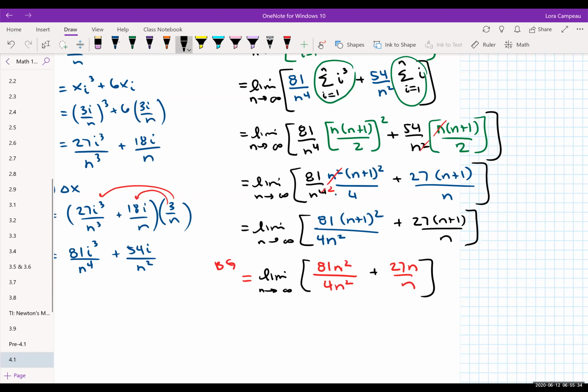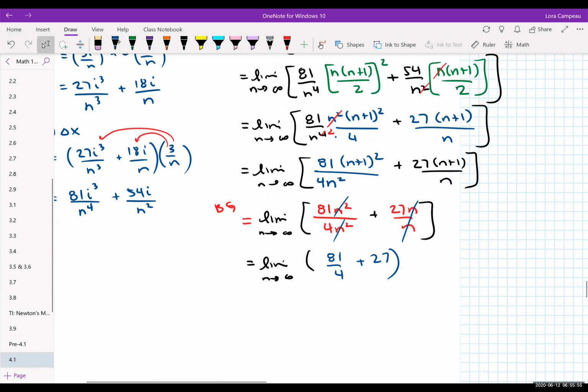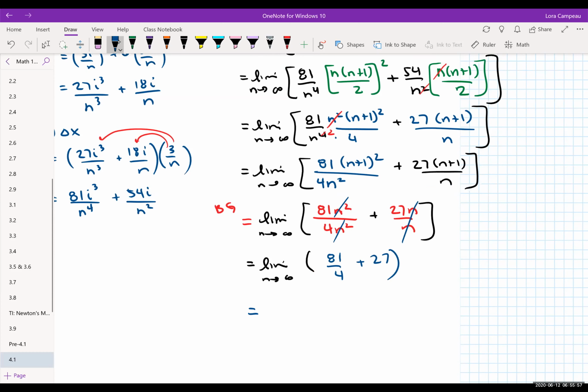And now we can simplify a bit. Limit as n approaches infinity. Let's look at this, 81 over 4. Nothing to do there. But the n squares divide out. Oh, that's nice. And the n's divide out too. So we have 81 over 4 plus 27. Well, the limit of a constant is the constant itself. So all we have to do is figure out what is 81 over 4 plus 27.